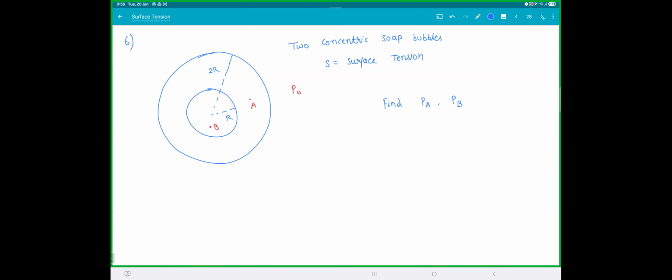How do we do this? Straightforward, right? Again, remember the formula: pressure inside is equal to pressure outside plus 2S by R. So PA will be P naught plus, since it's a soap bubble, 4S by radius, which is 2R. What is the pressure at B? Pressure outside, which is PA, plus 4S by radius. Easy? Got this. You just have to add them and you're done. So every soap bubble will just keep bumping up the pressure.